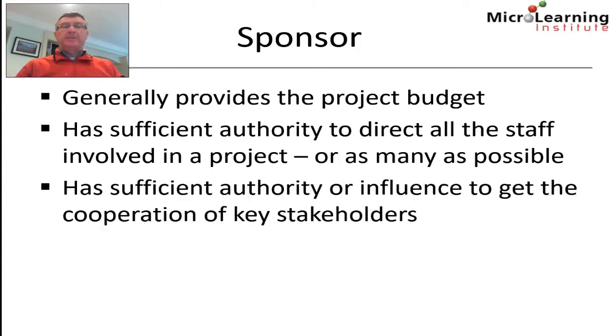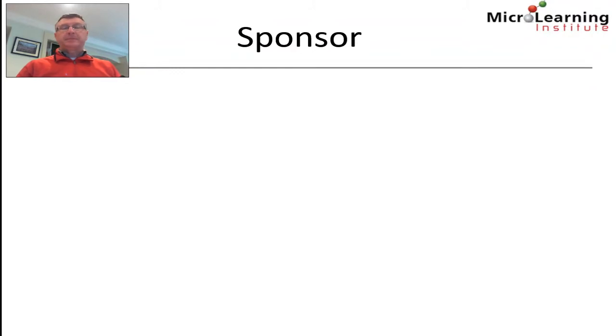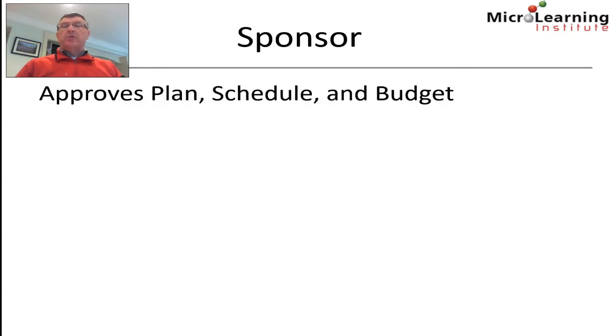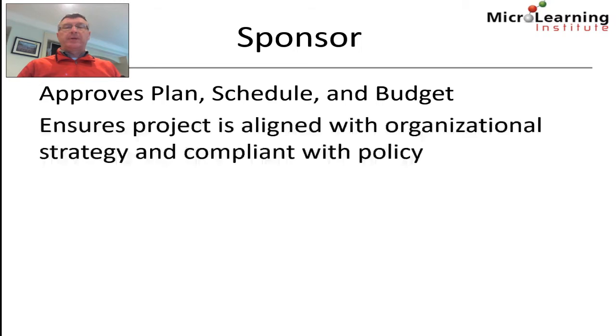Similarly, the sponsor has significant and adequate authority to direct all the staff involved in a project, or as many as possible. And the sponsor has sufficient authority or influence to get the cooperation of key stakeholders. So across the organization there may be other stakeholders, and the sponsor's role allows him or her to influence those on behalf of the project when necessary. The sponsor's typical role would be to approve the plan for the project, to approve the schedule, and also to approve the budget allocation for the project.